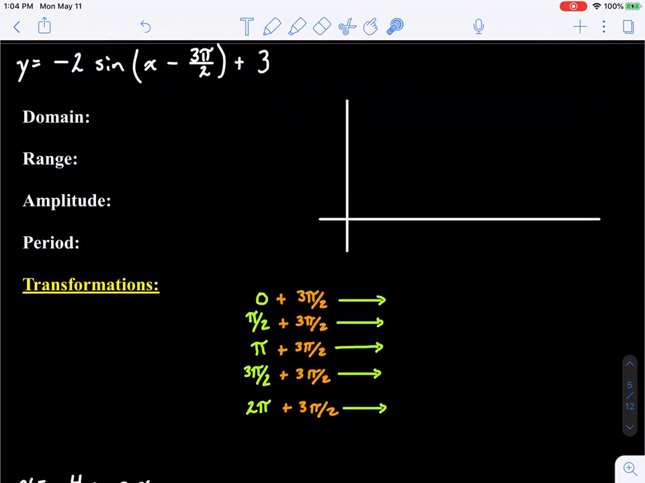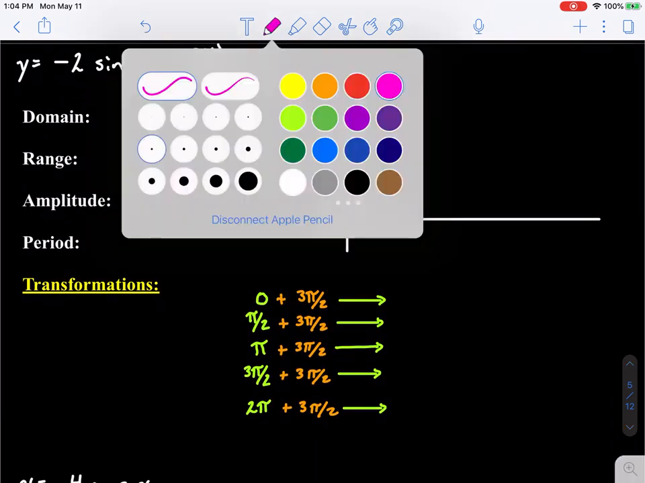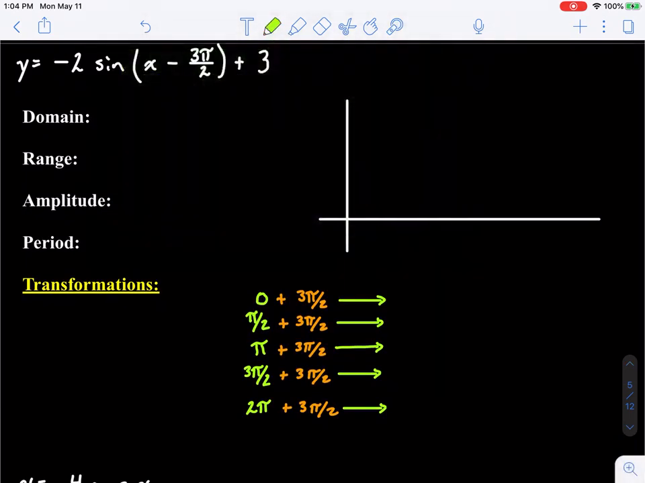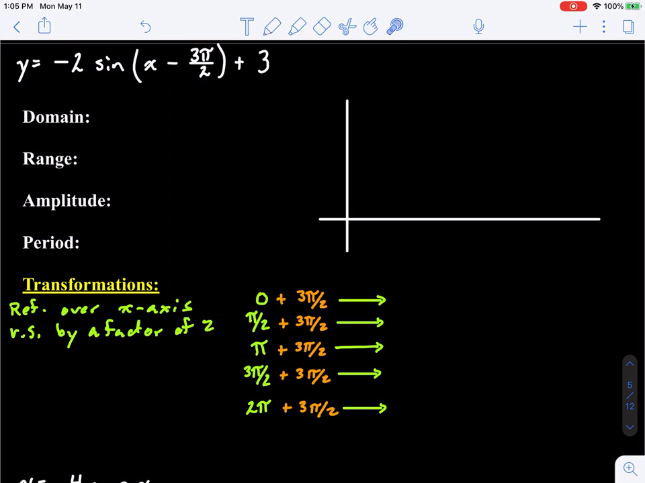All right, next graph we've got here. So we've got 4 transformations here. We do have a reflection over the x-axis. So once again, instead of going up, you're going to go down to start. We have a vertical stretch by a factor of 2. Then we also have a shift to the right 3 pi over 2. And then we also have a shift up 3 units.